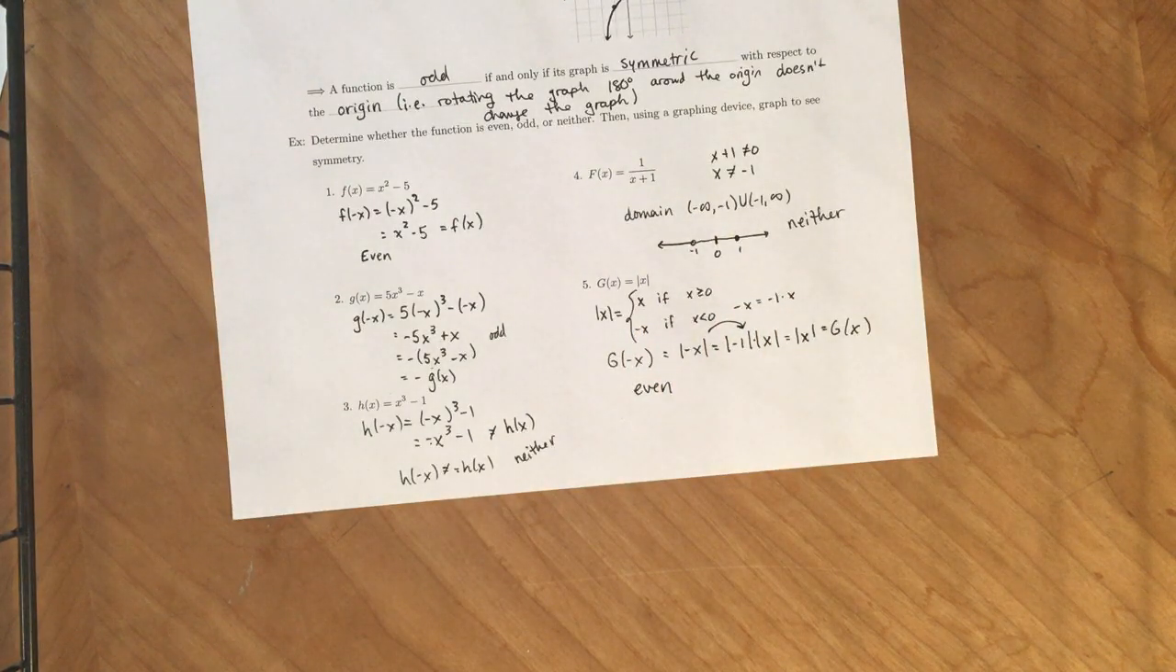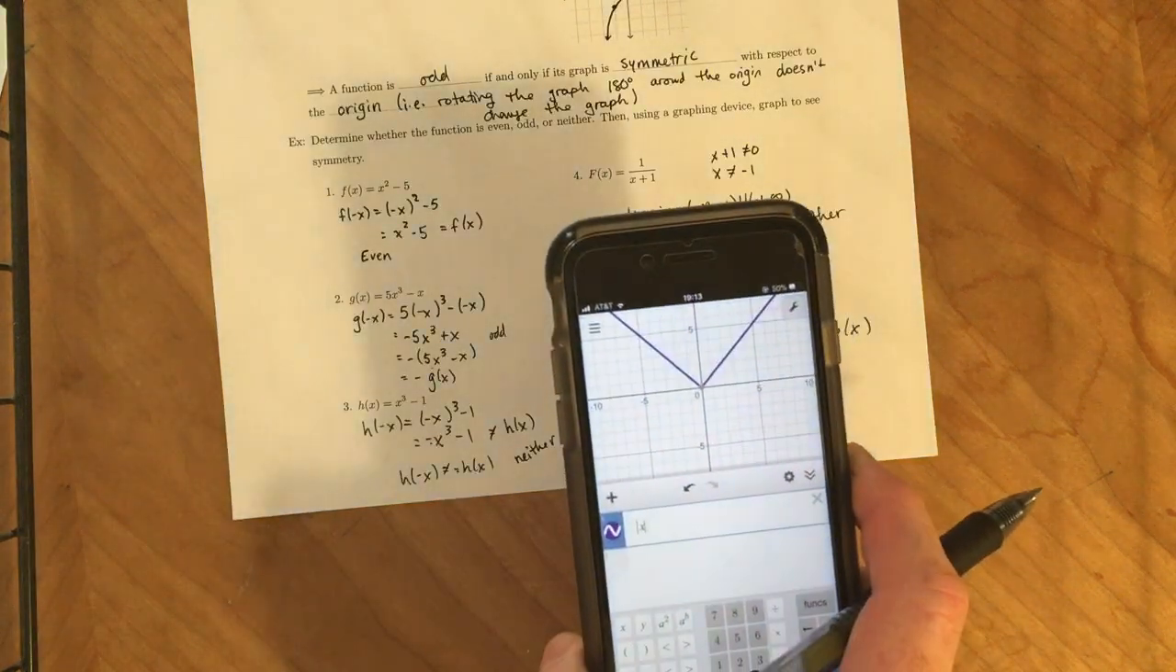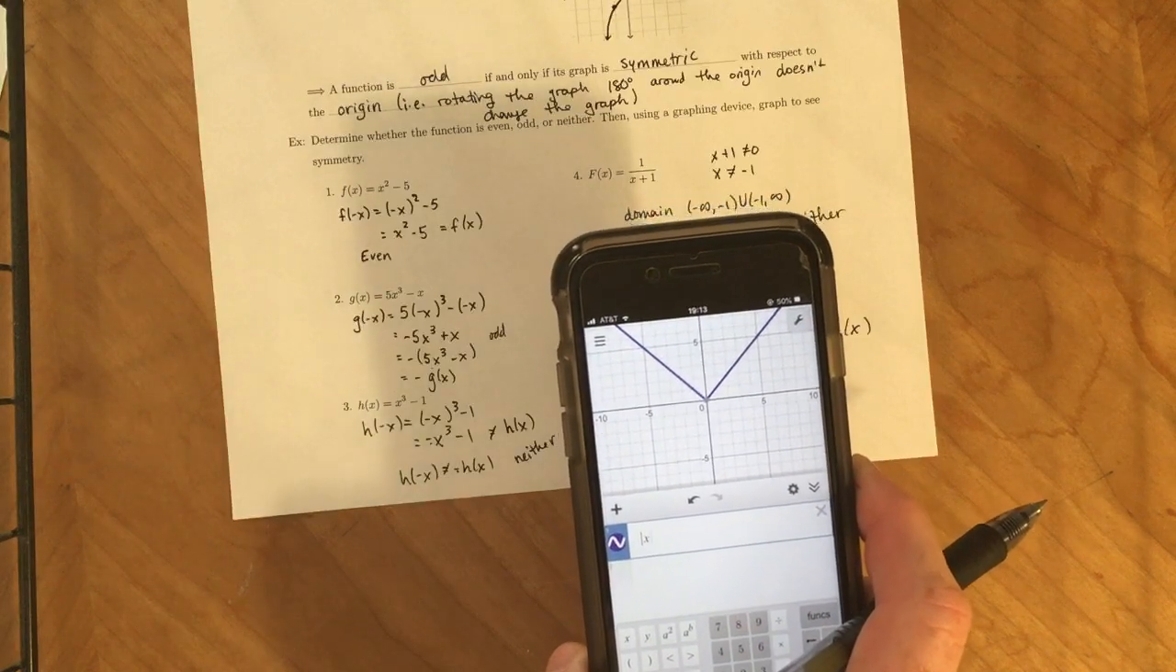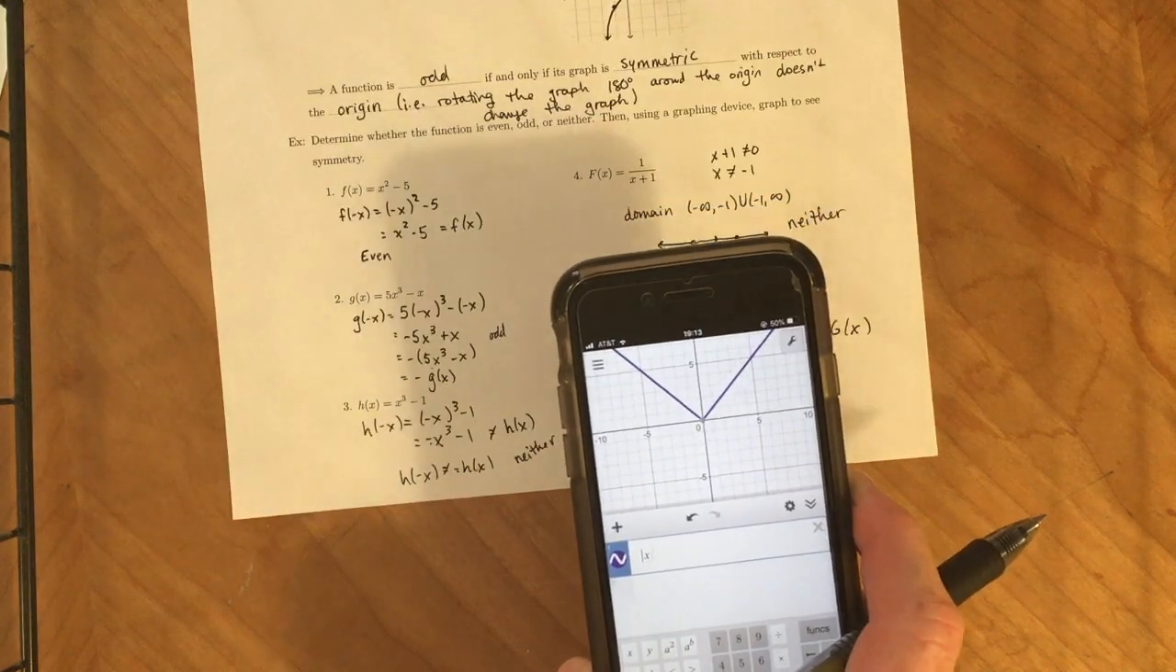And if you were to graph the absolute value function, it's that V shape. And so if you folded it over the y-axis, you end up getting the same exact shape.